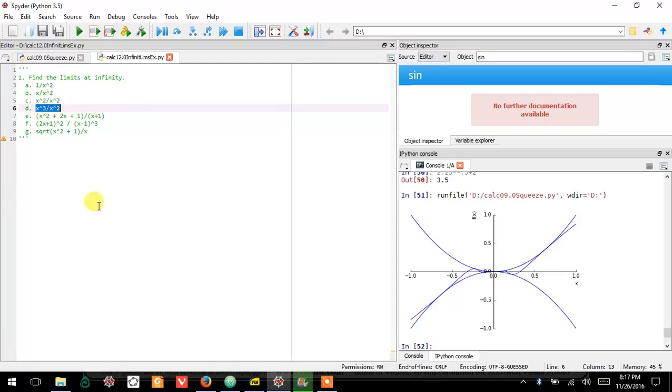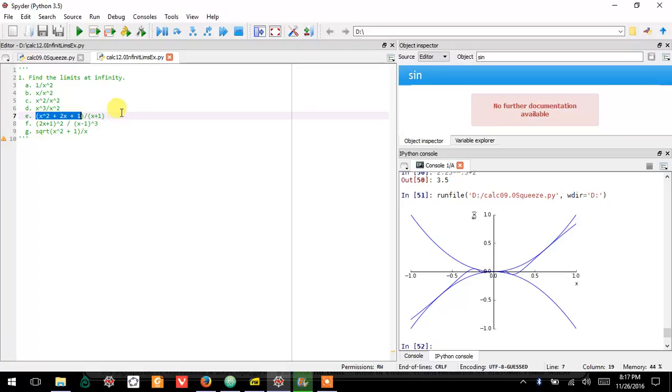This is equivalent to just x, so as x goes to infinity, it goes to infinity. As x goes to negative infinity, this goes to negative infinity. Okay. This one is really very much the same. The degree of the numerator is greater. So as x goes to infinity, this goes to infinity.